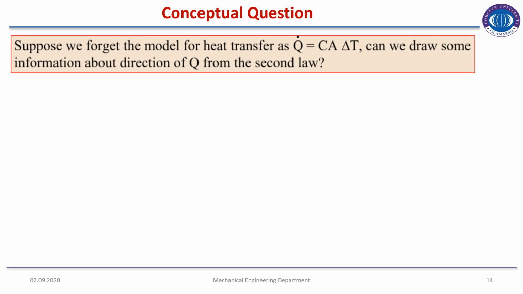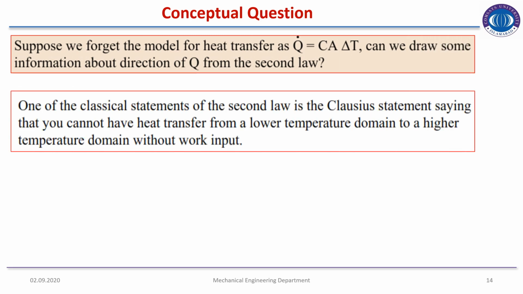So, some conceptual questions and answers. Suppose we forget the model of heat transfer as Q dot equals CA delta T. Can we draw some information about the direction of Q from the second law? The answer is, one of the classical statements of the second law is the Clausius statement, saying that you cannot have heat transfer from a lower temperature domain to a higher temperature domain without work input. So the direction of heat transfer will be from higher temperature to lower temperature.